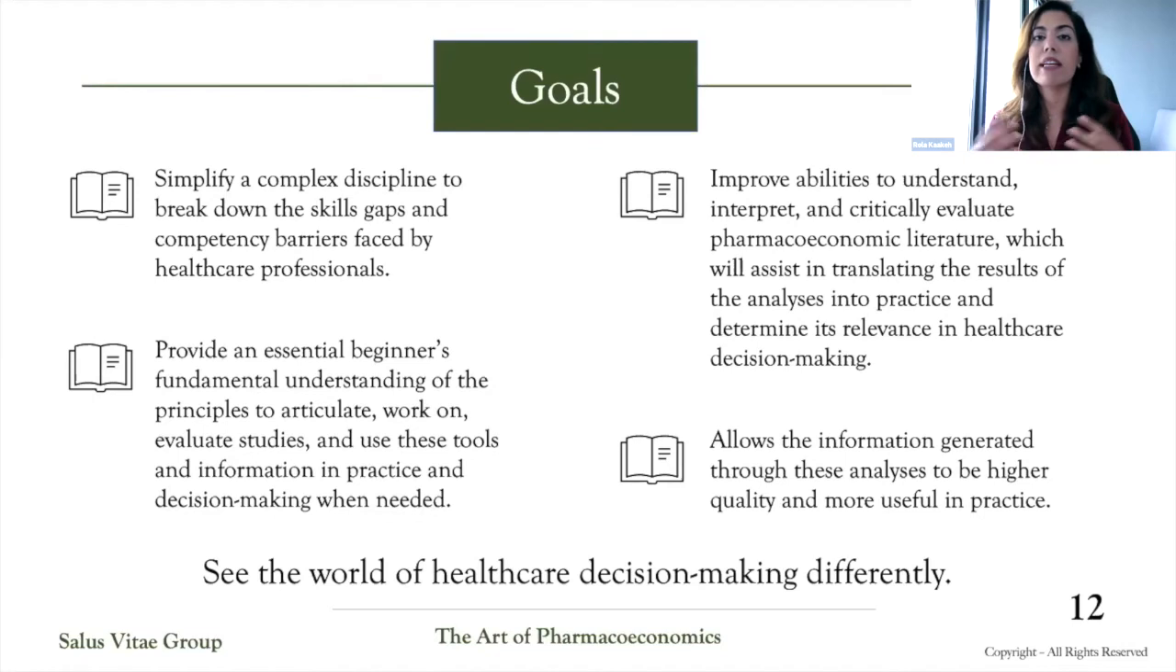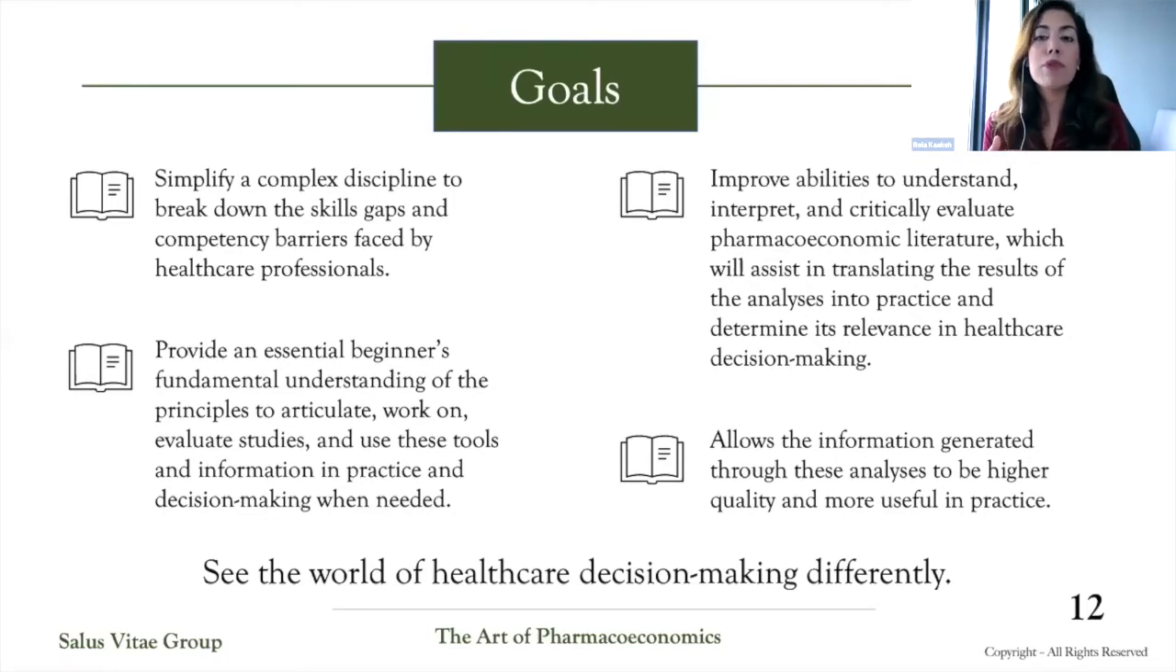It's written in active writing. It allows people to see the whole picture and simplify the context. It provides the essential beginner's fundamental understanding of the principles to articulate, work on, evaluate, and use the tools and information in practice and in decision-making when needed and when appropriate. And while it is a beginner's guide, those who are far along in the field will really benefit from it as well, because the tools provided and the approach taken are very different than what is currently out there with regards to how we easily communicate this and how we make it easily digestible and within our daily thought process.